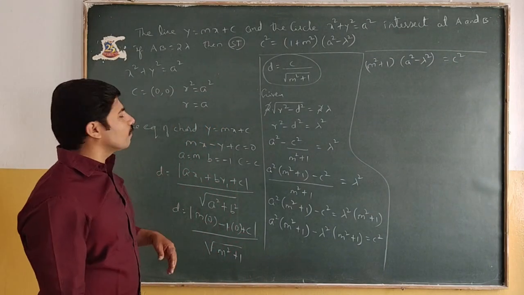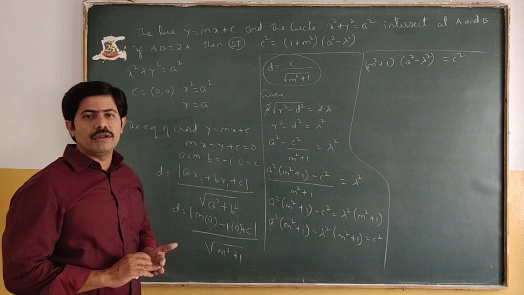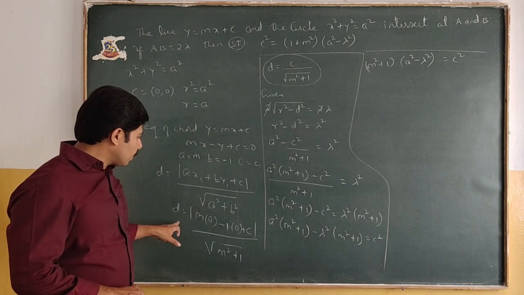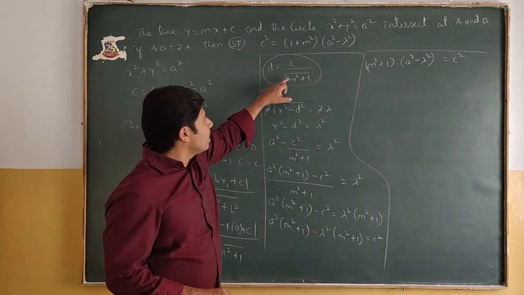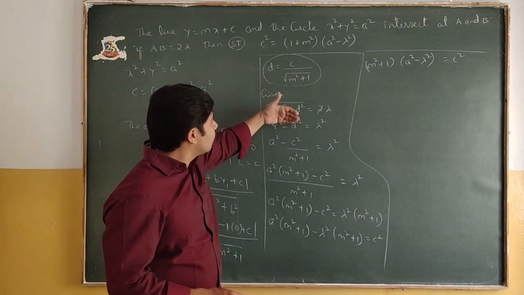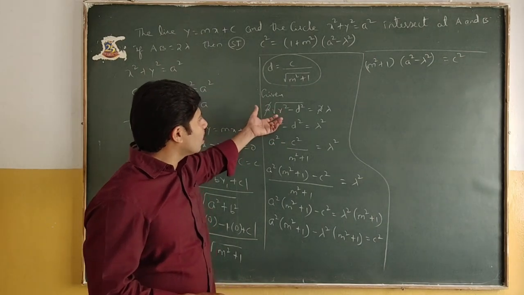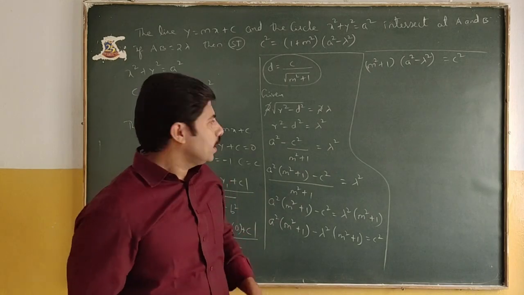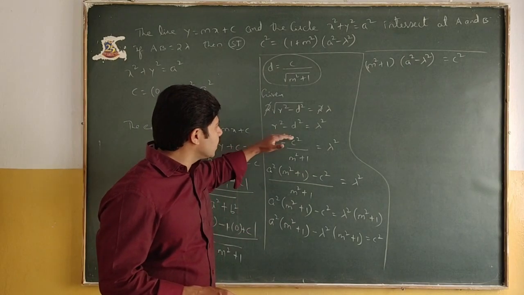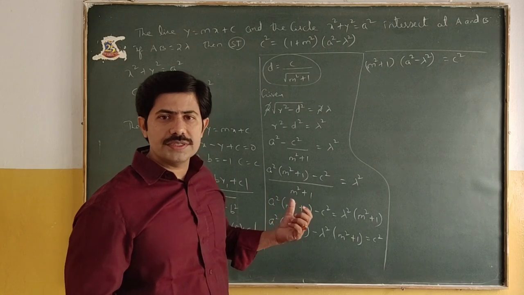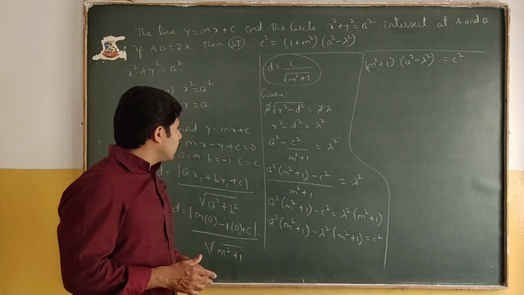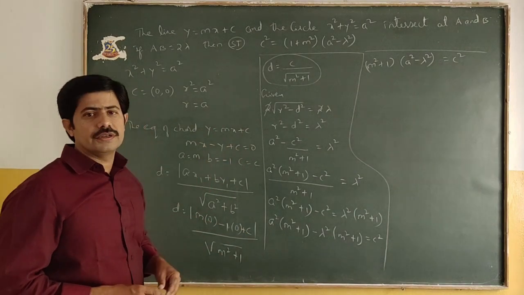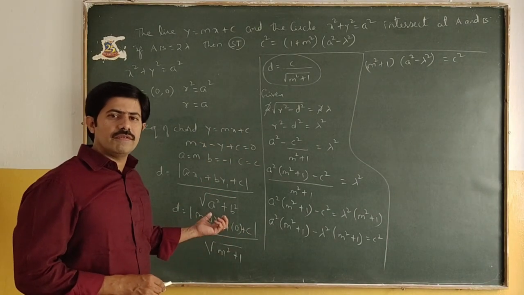So for finding the length of the chord, we need the center, radius and perpendicular distance. So center is 0, 0, radius is a. And d, the perpendicular distance, we got as c by under root of m square plus 1. Then the length of chord 2 into under root of r square minus d square will equate to 2 lambda. Here, if you square both sides, the root gets eliminated. So, r square minus d square is equal to lambda square. Then we will substitute the values of r and d, then simplify, and we will get the condition. Okay, so this problem is completed. Very, very important.